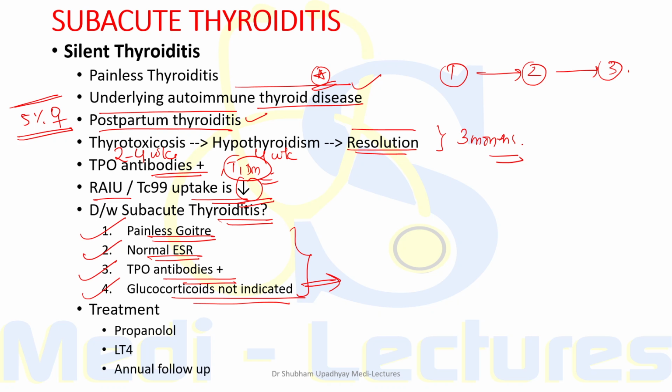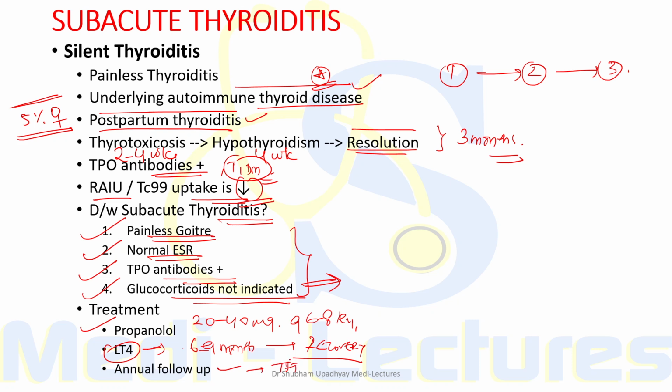Basically, severe thyrotoxic symptoms can be managed by a brief course of propranolol, which is given in a dose of 20 to 50 milligram every 6 to 8 hourly. Then in hypothyroid phase, we can give levothyroxine for 6 to 9 months, after which it is withdrawn for recovery to occur. Annual follow-up has to be done with thyroid function test, as some of the patients can develop permanent hypothyroidism. So since it is associated with TPO antibodies, some patients can develop permanent hypothyroidism.